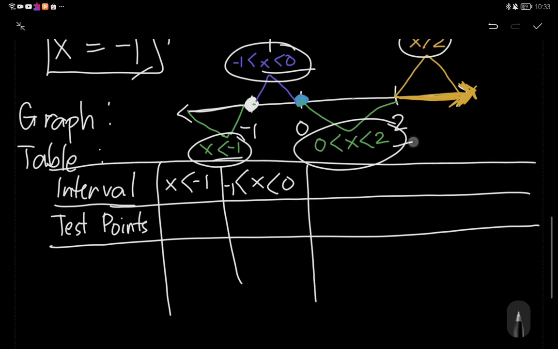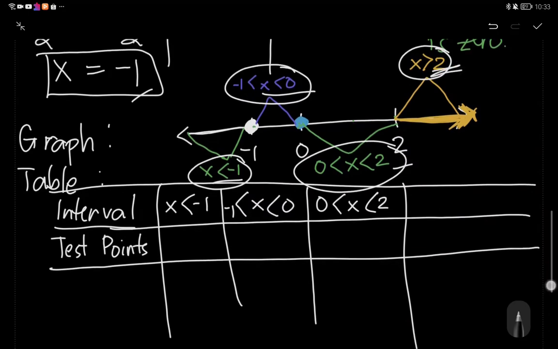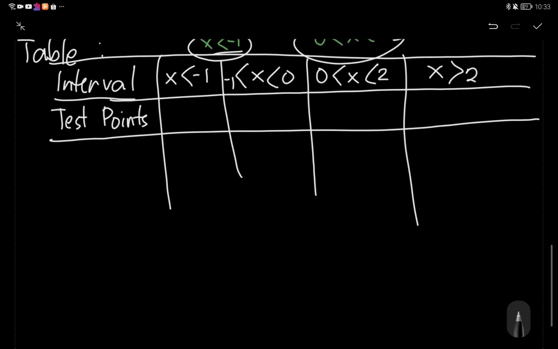The third one is this one: x is greater than 0 but less than 2, positive 2. And the last interval is this one: x is greater than 2. Now, let's have the test points.